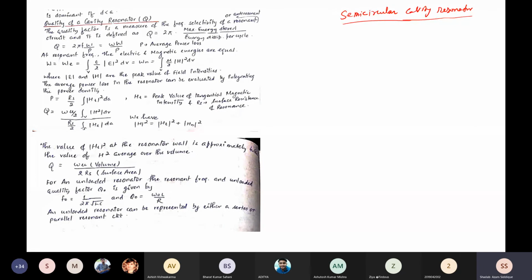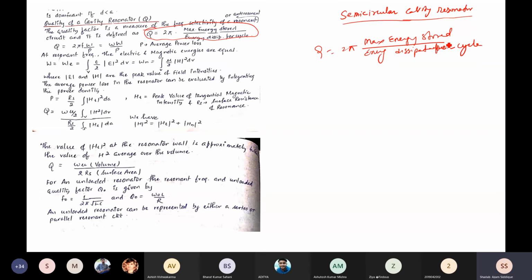Okay, now we have the quality factor. The quality factor is a measure of frequency selectivity of a resonant or anti-resonant circuit, and it is defined as Q equal to 2 pi into maximum energy stored divided by energy dissipated per cycle. So this is the definition. The quality factor is equal to 2 pi into maximum energy stored divided by energy dissipated per cycle.